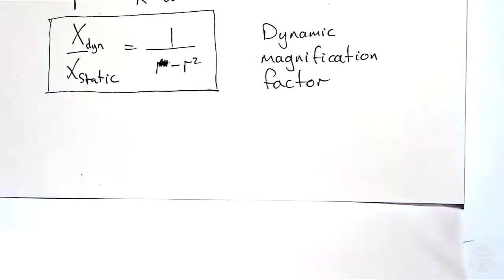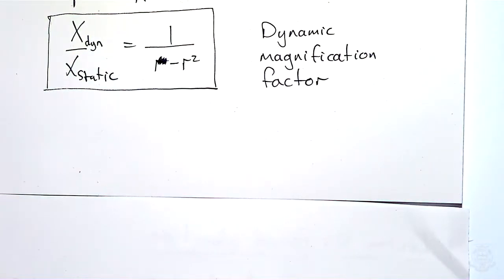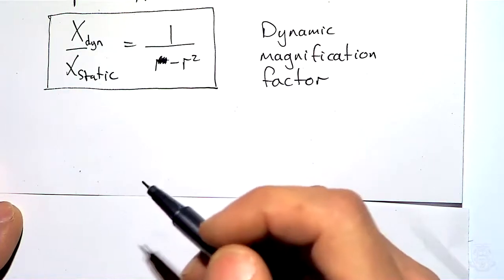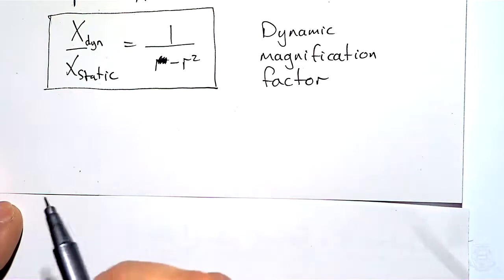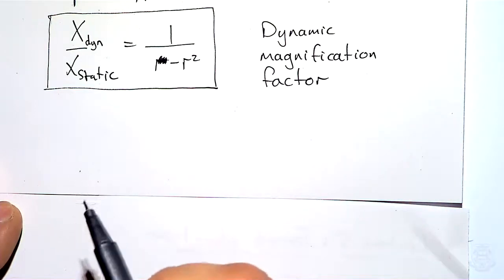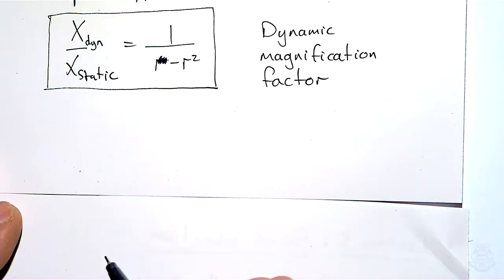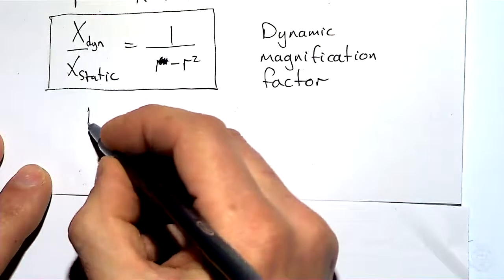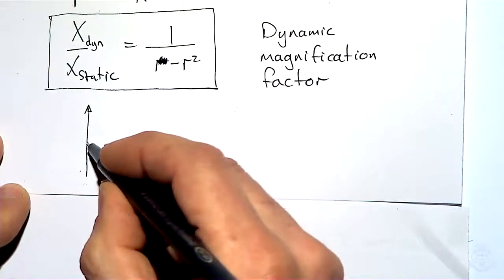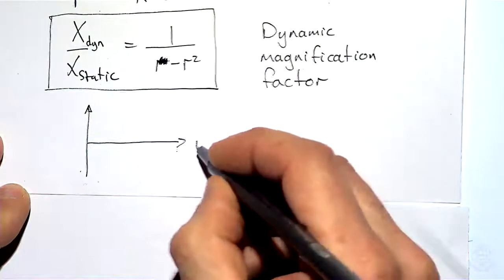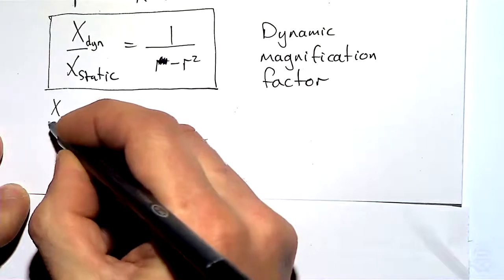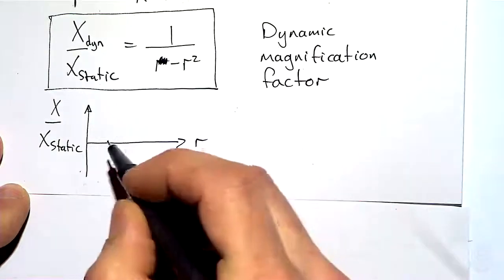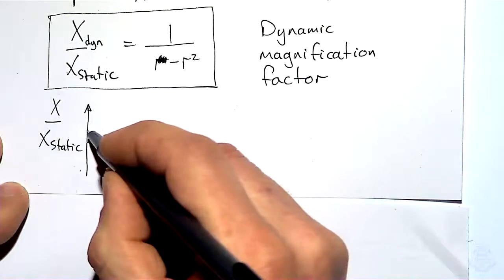In the printed lecture notes, you'll find some diagrams showing what's going on here, and I want to pick up on some of those now to show you the kind of behavior of this system. You'll find in the lecture notes a diagram which shows something like this. This is a plot of R against x over x static. And what we get is something like this.